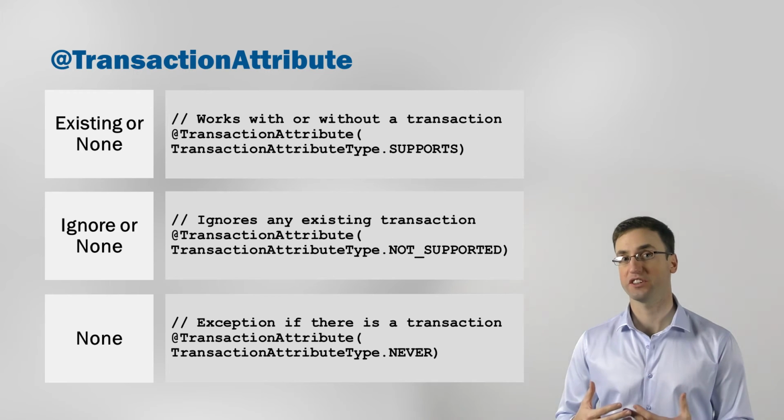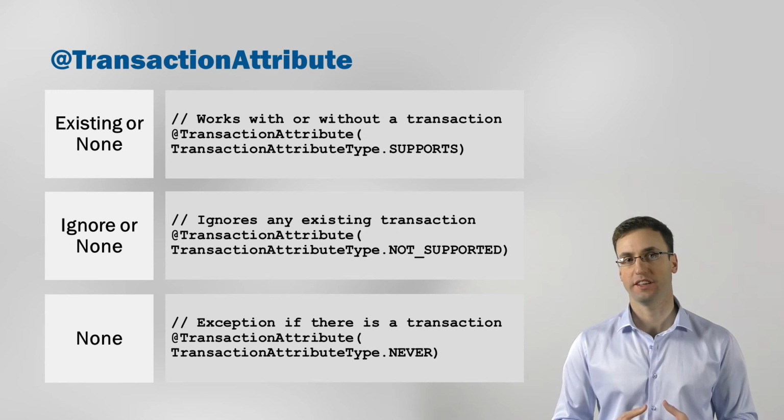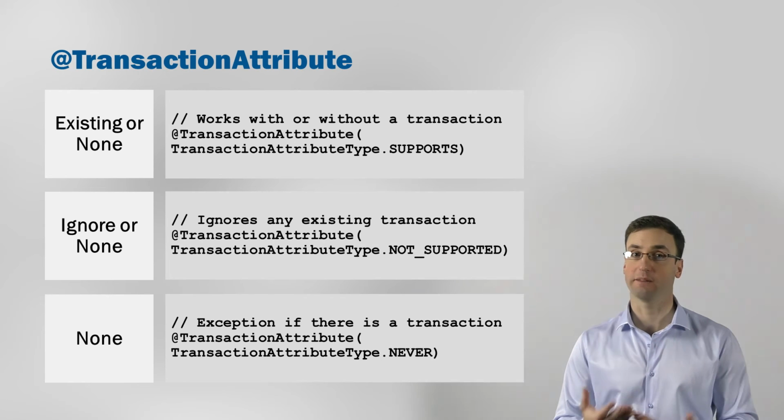Never is like the opposite of mandatory. The method must run without a transaction. If there is a transaction, then an exception will be thrown.